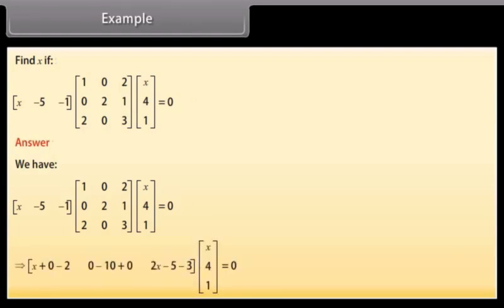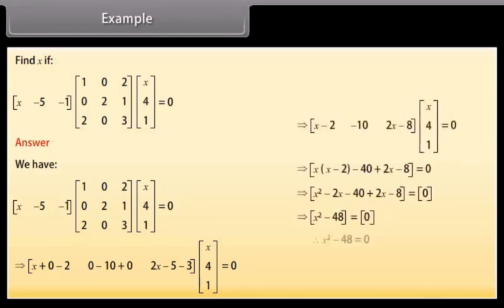It implies that matrix row-wise first row x plus 0 minus 2, 0 minus 10 plus 0, 2x minus 5 minus 3, multiplied by matrix row-wise first row x, second row 4, third row 1 is equal to 0. Solving this, we get x square minus 48 is equal to 0. It implies x square is equal to 48. It implies x is equal to plus minus 4 square root 3.